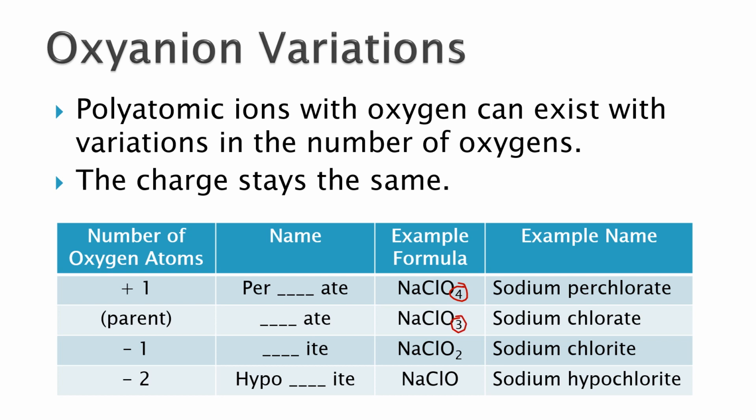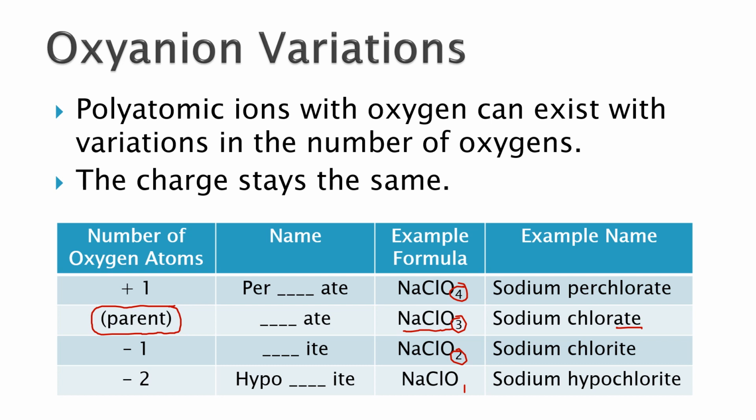You can have different numbers of oxygens with the chlorine for this example. And then you have to change the name slightly to indicate the difference in the number of oxygens. All of the ones you've learned so far have ended with ATE, and they have a certain number of oxygens that hopefully you're getting familiar with and you can remember. So the parent are the ones that we've already learned. And so this guy here is sodium chlorate, because that's the parent and the one that we've already learned.